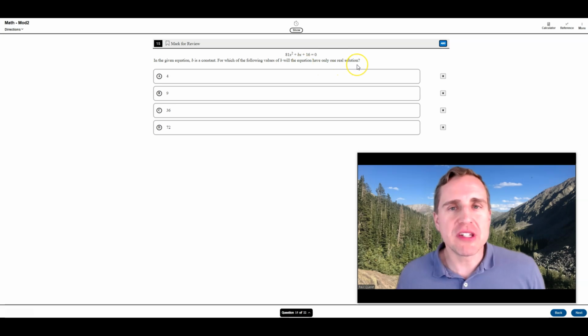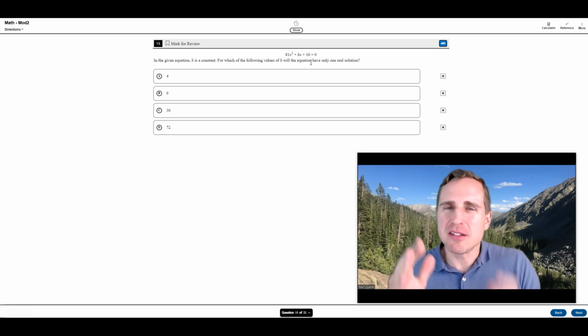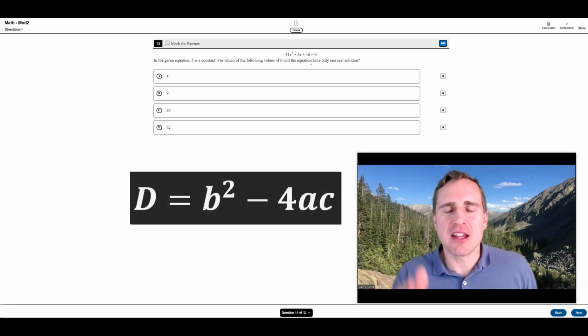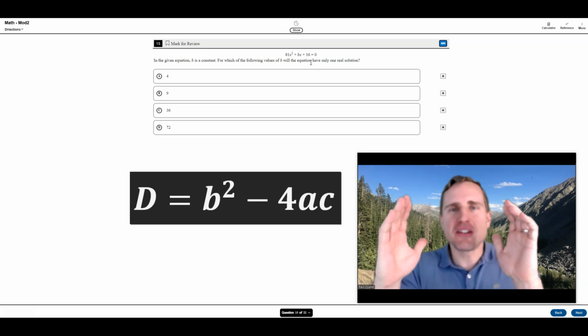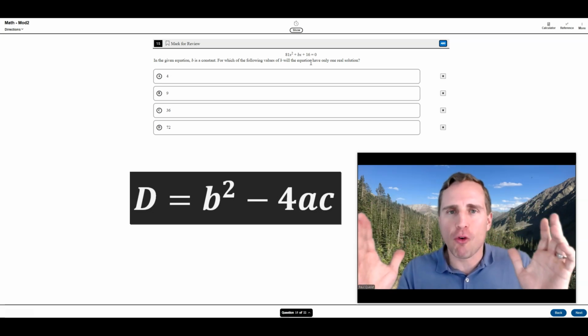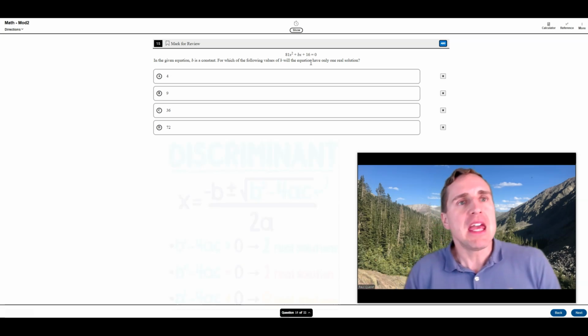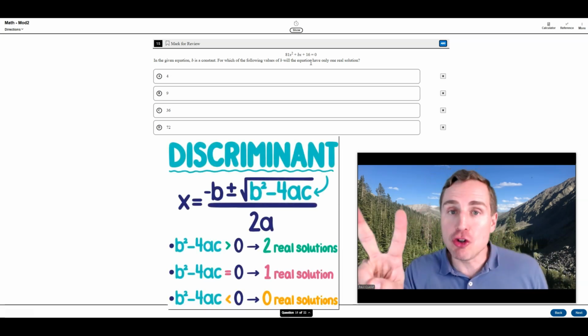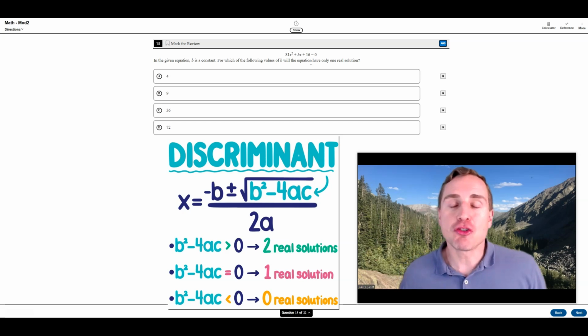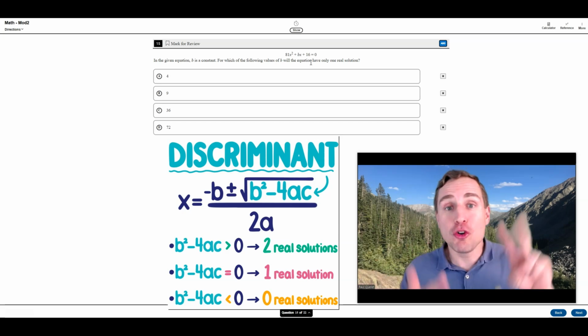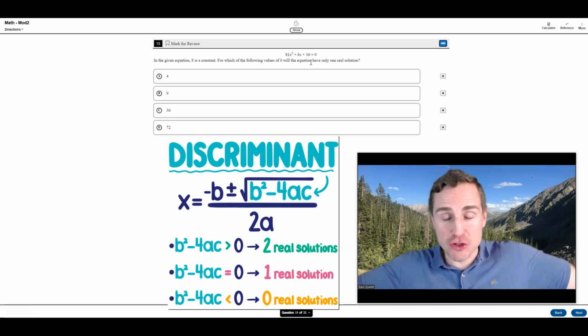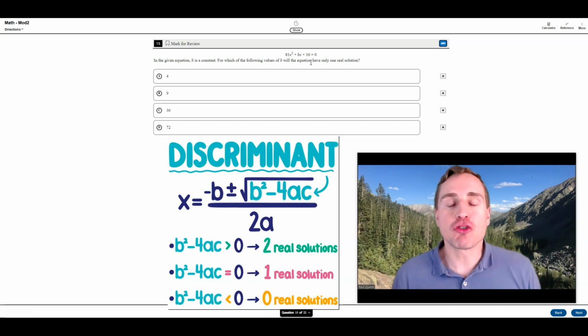What controls the number of solutions of a quadratic is what we call the discriminant. Hopefully you realize that in your studying. The discriminant is the quantity that's underneath the square root in the quadratic formula. It's namely b squared minus 4ac. If the discriminant is positive, you get 2 real solutions. If the discriminant is negative, you get 2 imaginary solutions, in other words, no real solution. If the discriminant is equal to 0, you get 1 solution, in other words, 1 repeated real solution.